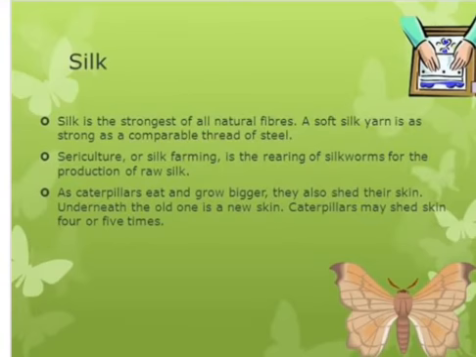Sericulture or silk farming is the rearing of silkworms for production of raw silk. What is sericulture? Rearing or farming of silkworms for production of raw silk is called sericulture. As a caterpillar eats and grows bigger, it also sheds its skin. Underneath the old one is a new skin. Caterpillars can shed their skin 4 or 5 times.